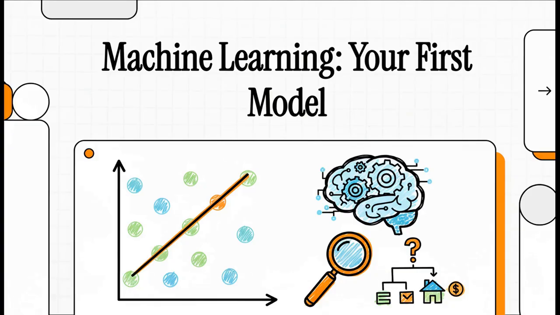You know how some websites can just instantly tell you what a house is worth? It kind of feels like magic, right? Well, it's not. It's machine learning. And today, we're actually going to build your very first predictive model from scratch. We'll use a super simple real-world example to see exactly how an algorithm learns to make a prediction.